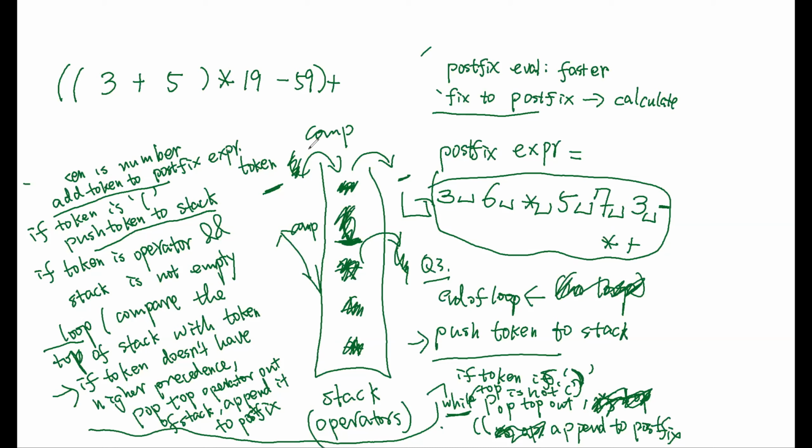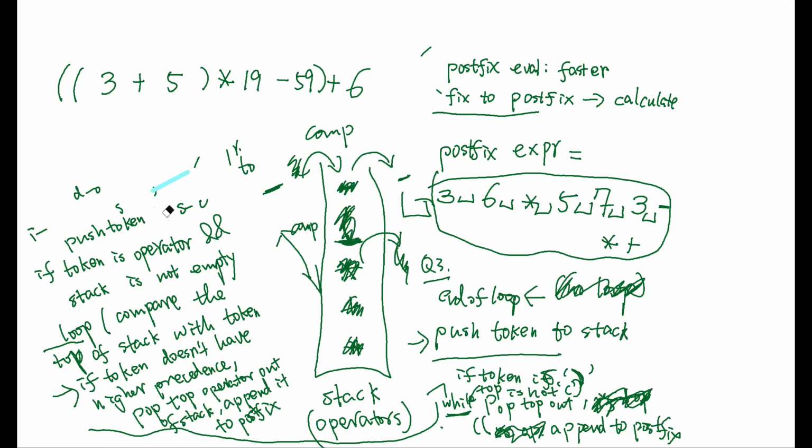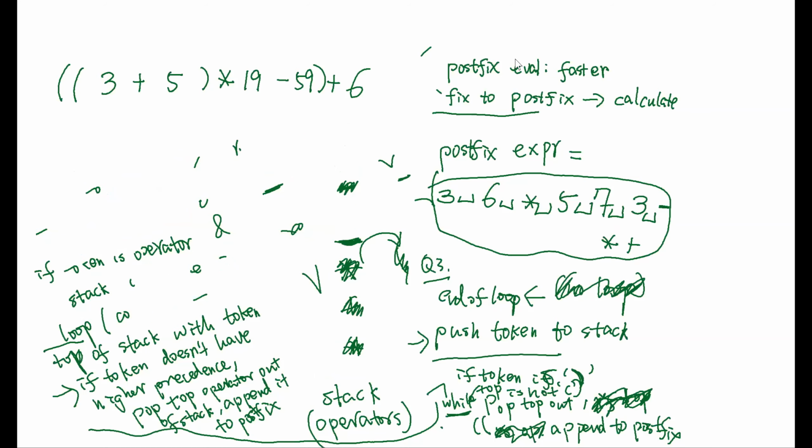And then plus 6. Okay, so we have this infix expression. Let me just do clear all, it's too slow. Let me rewrite that expression. This takes forever otherwise. Okay, it's 3 plus 5, in parentheses, times 19, and minus 59, and plus 6. Okay, so we have this infix.